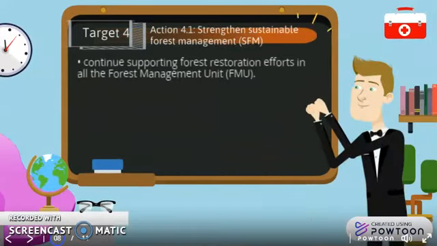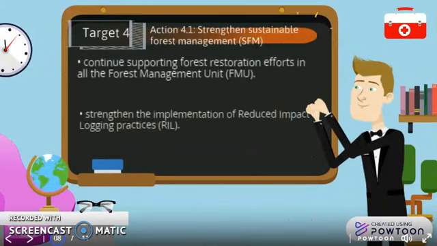Target 4. Action 4.1. Strengthen sustainable forest management, SFM. Continue supporting forest restoration effort in all the forest management unit, FMU. Strengthen the implementation of reduced impact logging practice, RIL.